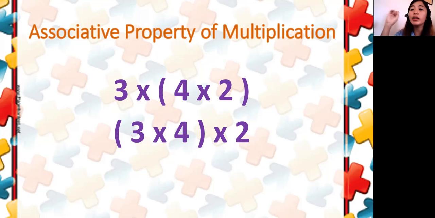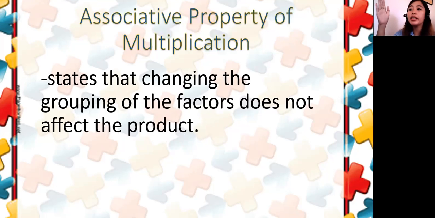It states that, what is changing here? What is changing? Okay, the grouping. So associative property of multiplication states that changing the grouping of the factors does not affect the product. Okay, so even though you change the grouping of the factors, the answer will still be the same. Okay, because you didn't change the number. The numbers are just the same. You just change the grouping. Okay, to show the grouping once again, you are going to use the parentheses.